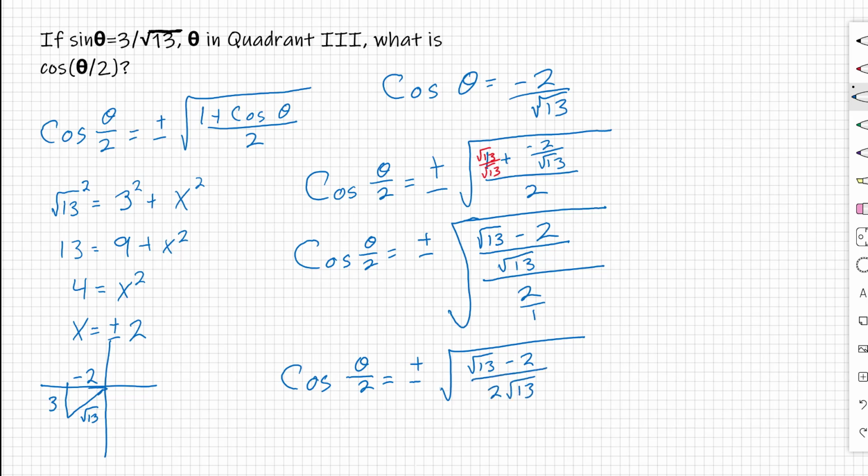And we can rationalize the denominator on this if we want to. Multiplying both top and bottom by the square root of 13, we get 13 minus 2 square root of 13 all over 2 times 13, which would be 26. Not pretty, but true.